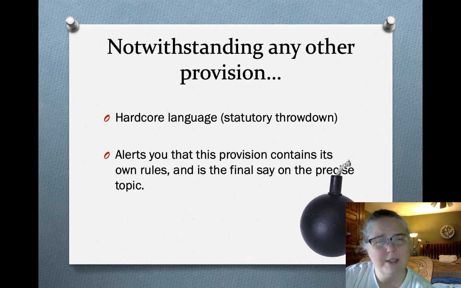Oh, the phrase "notwithstanding any other provision," this is a fun one. It's basically what I consider statutory throwdown. Oh, yeah. It alerts you that this particular provision is the law. And I know everything's the law, but it's the final word. It's the final word on that precise topic, and there is absolutely nothing else that can trump it or in any way alter what is being said in that particular statutory language. And so it's hardcore. Notwithstanding any other provision, this is what reality is. Like, okay.